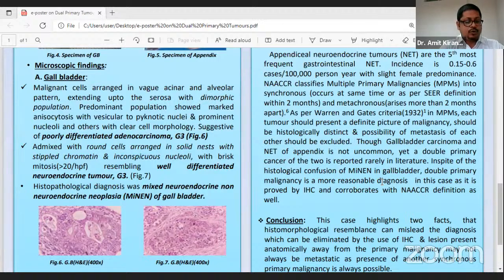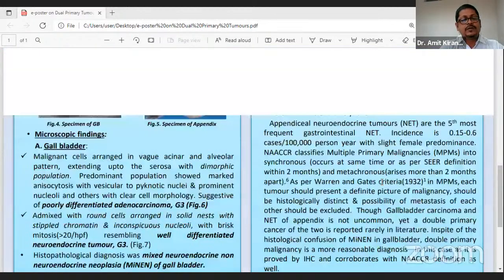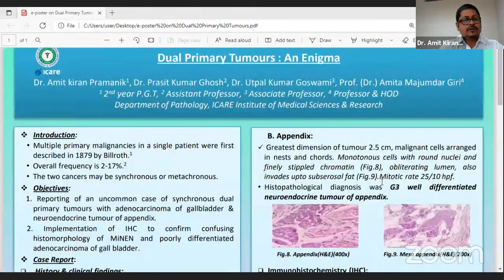Hence, keeping the two entities in mind, histopathological diagnosis of mixed neuroendocrine, non-neuroendocrine neoplasm of gallbladder was thought. Section of appendix showed monotonous round cells arranged in nests and cords, having round nuclei and finely stippled chromatin, obliterating lumen and invading up to subserosal fat, figure 8 and 9. Mitotic rate was 25 per 10 high power fields.